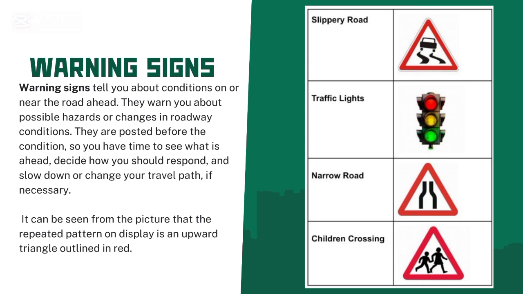So next is the warning signs. Warning signs tell you about the conditions on or near the road ahead. They warn you about the possible hazards or changes in the roadway conditions. They are posted before the condition, so you have time to see what is ahead, decide how you should respond, and slow down or change your travel path if necessary. It can be seen from the picture that the repeated pattern on display is an upward triangle outlined in red. For example, the slippery road, the traffic lights, the narrow road, and the children crossing.